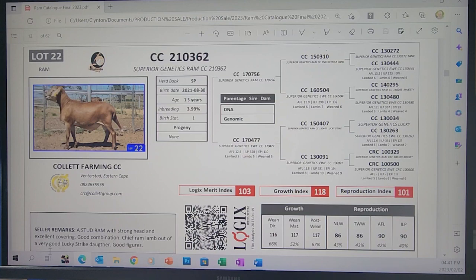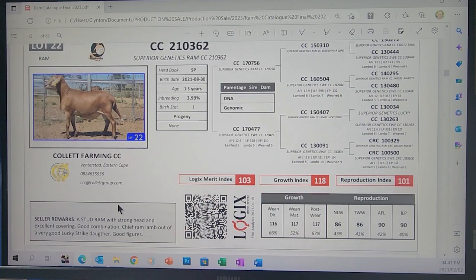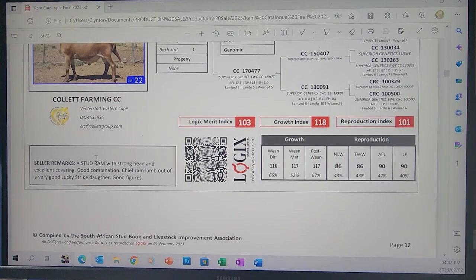Chief Ram Lamb out of a very good Lucky Strike daughter again. So the figures are good, the ram looks good. I say I will look at this ram for a stud ram in my own use. You can feel satisfied, he won't let you down.